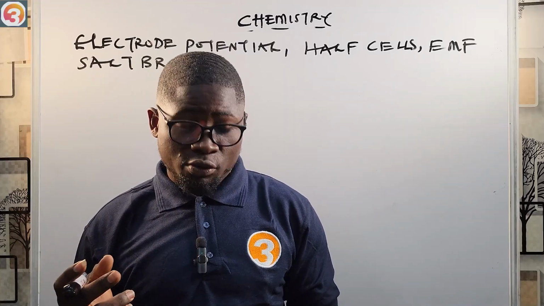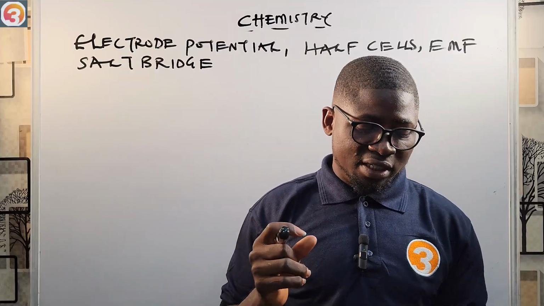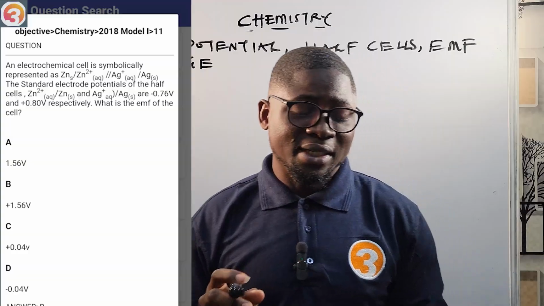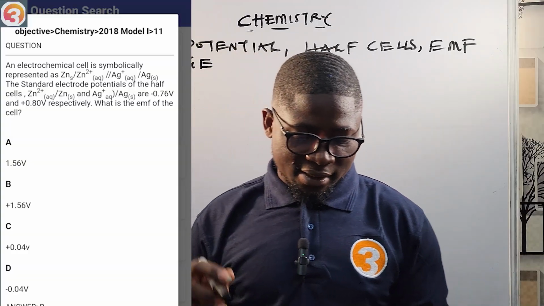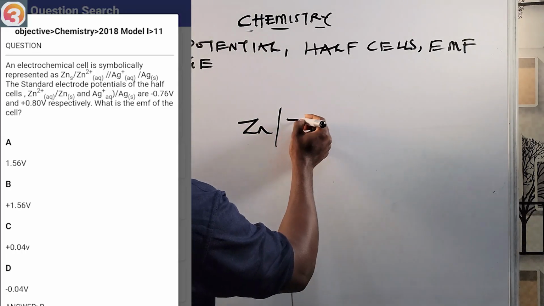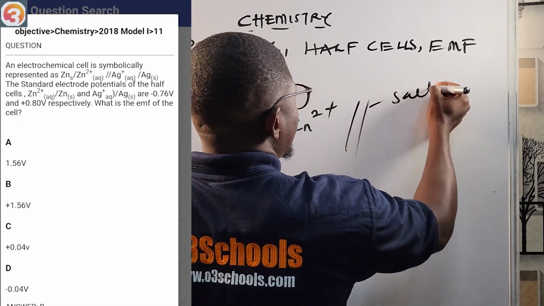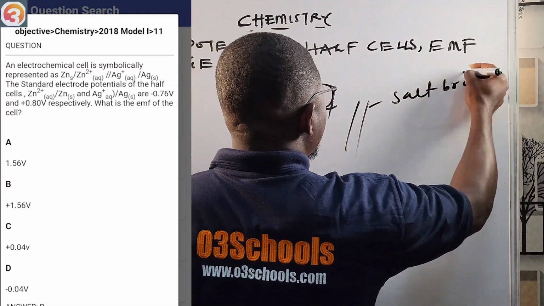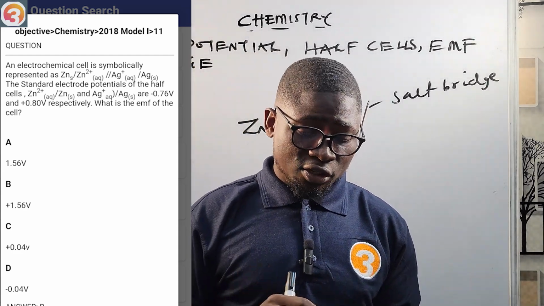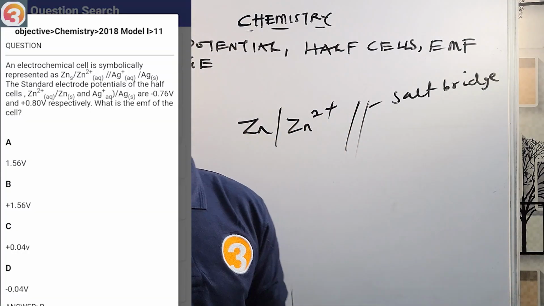For example, this is a question from the O3 Schools JAMB app, a 2018 question, model 1, number 11, which is shown on your screen right now. It says an electrochemical cell is symbolically represented as Zn/Zn2+, and then you see something like this. This is what we call a salt bridge. So I'm going to look at it so that we can deal with this question. You'll be seeing these kinds of questions in this topic, and we'll see some other ones at the end of this topic. So please stay with us.